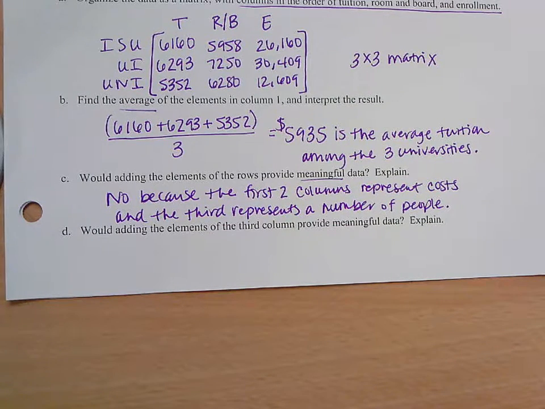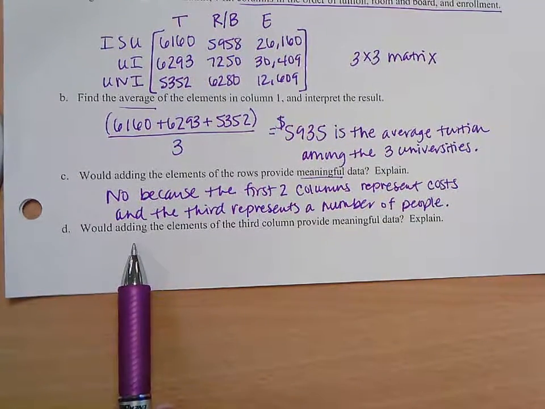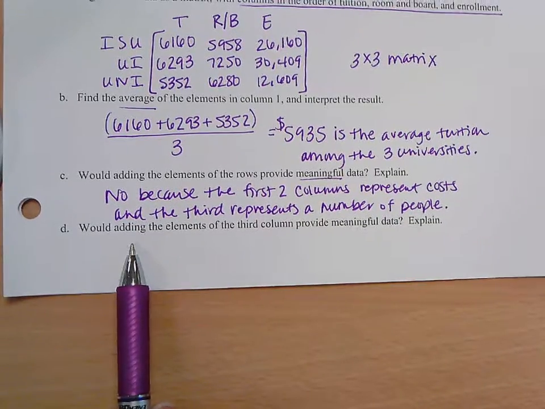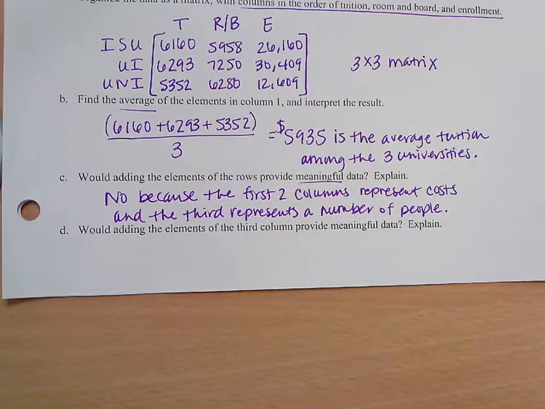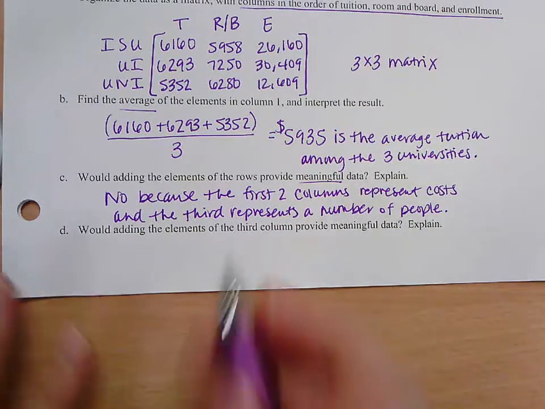First of all, would it make sense? Would you get a number that makes sense? And then the number that you'd get, what would it represent? Not the average, because it just says adding them together. Yeah, the total. So yes, if we added the 3 values in the last column, that would be the total enrollment for all 3 schools.